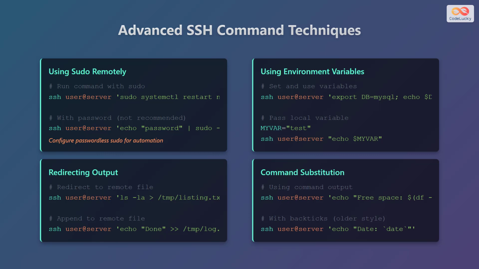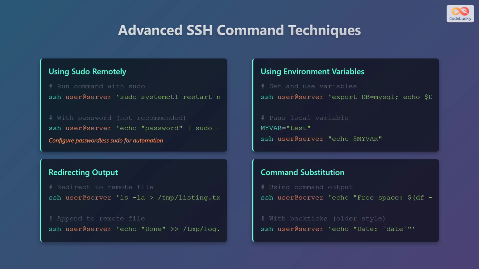You can also redirect the output of remote commands to files on the remote server. To redirect the output to a remote file, you can use ssh user@server 'ls -la > /tmp/listing.txt'. To append to a remote file, you can use ssh user@server 'echo done >> /tmp/log.txt'. Environment variables can be set and used within remote commands.